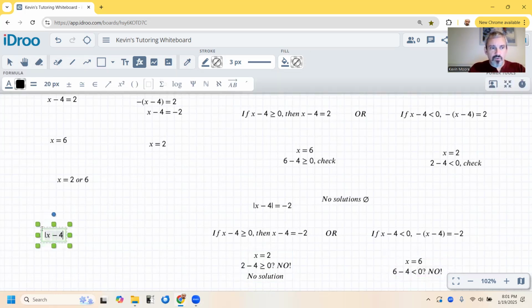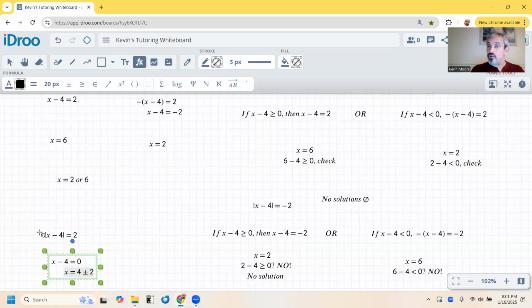Absolute value of x minus 4 equals 2. Just take the thing that makes the absolute value 0 and then plus or minus this number 2. And that will give you the answer. Whatever makes this 0, plus or minus that, as long as the coefficient of x is just 1. And that's another way you can solve these equations very, very quickly.